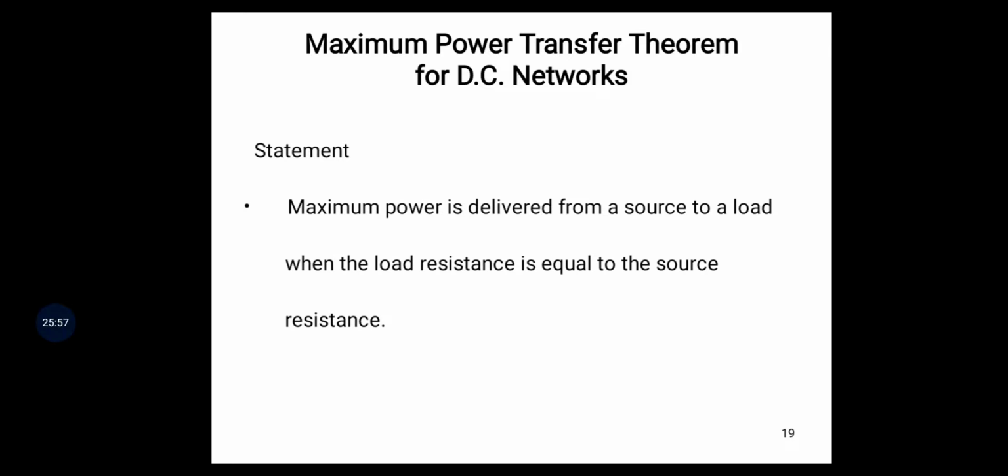Maximum power transfer theorem for DC networks. The statement is: maximum power is delivered from a source to the load when the load resistance is equal to the source resistance. So only when the load resistance is equal to the source resistance is the maximum power delivered to the load.